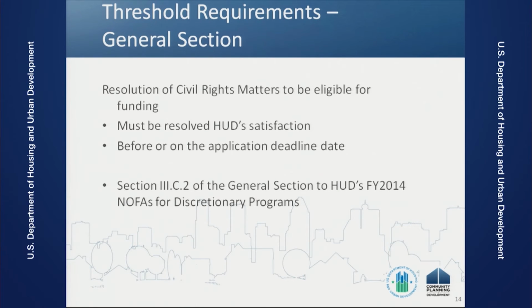There are a variety of civil rights matters that must be resolved, and they include various charges, cause determinations, lawsuits, and letters of findings against the applicant. There are a variety of civil rights matters under a variety of civil rights statutes that must be resolved before the application deadline. And it's important to note that these issues must be resolved to HUD satisfaction.